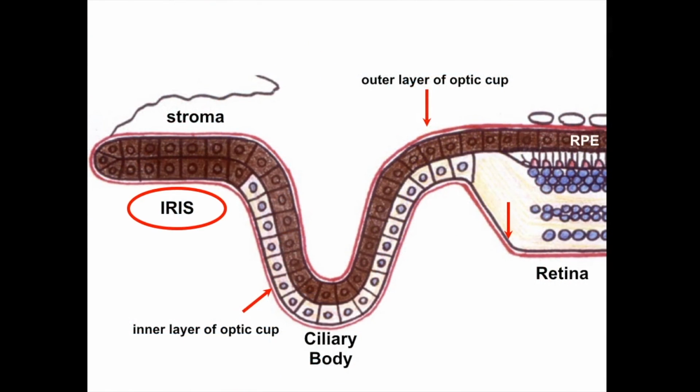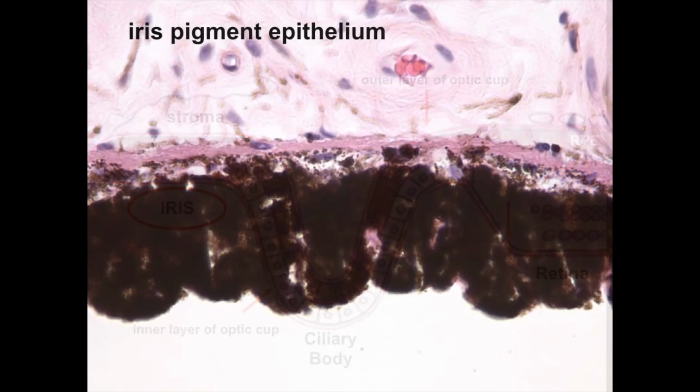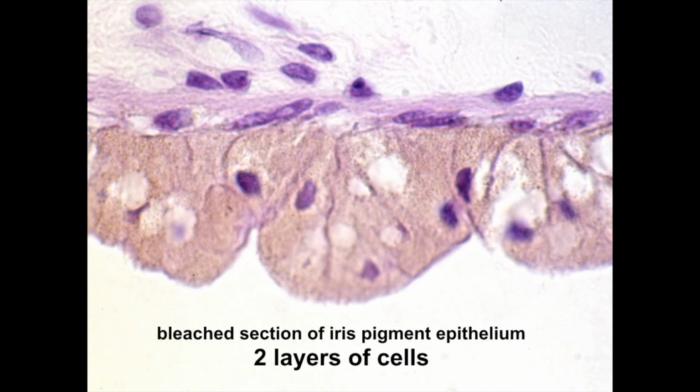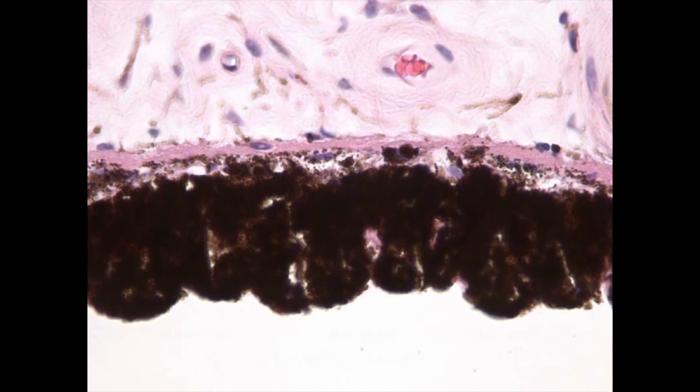The iris pigment epithelium is derived from the anterior portion of the neuroepithelium. In the iris pigment epithelium, both the inner and outer layers of the optic cup are fused together apex to apex, and both layers are pigmented. The 2 layers comprising the iris pigment epithelium are better appreciated in this bleached section. As noted in a prior lecture, the dilator muscle is composed of non-pigmented cellular processes that contain smooth muscle that are part of the anterior layer of the epithelium. The dilator muscle is not a separate structure.